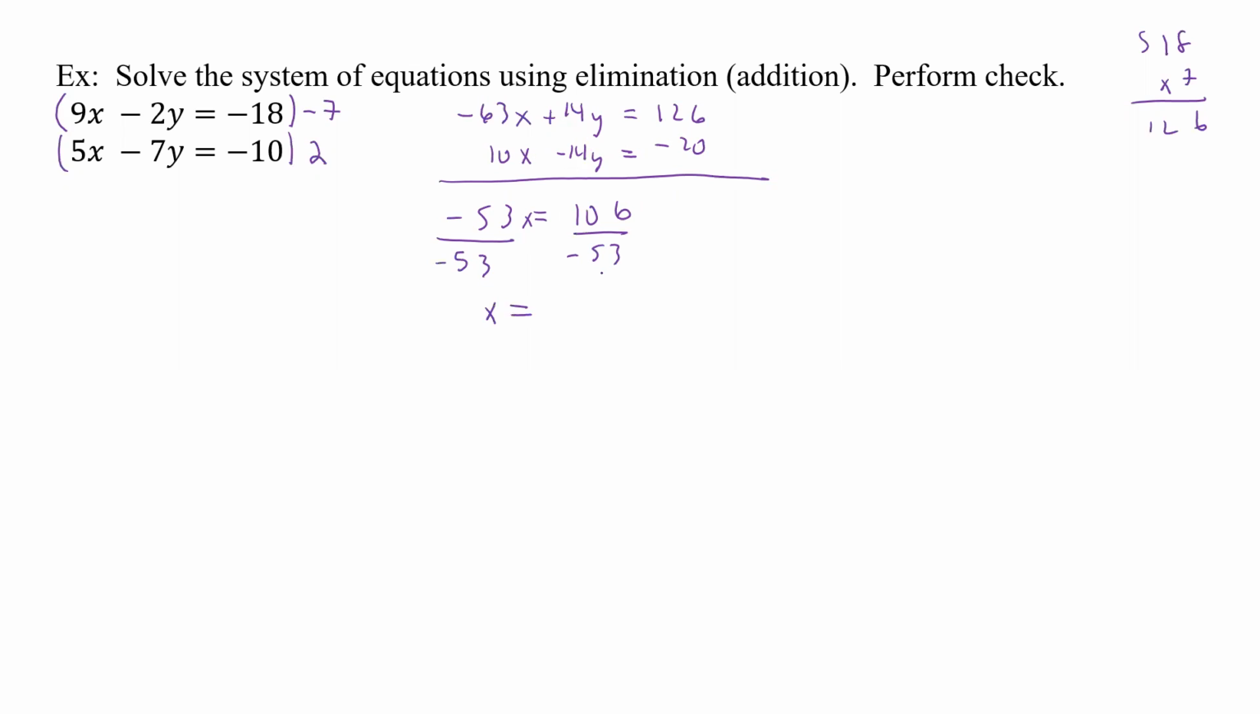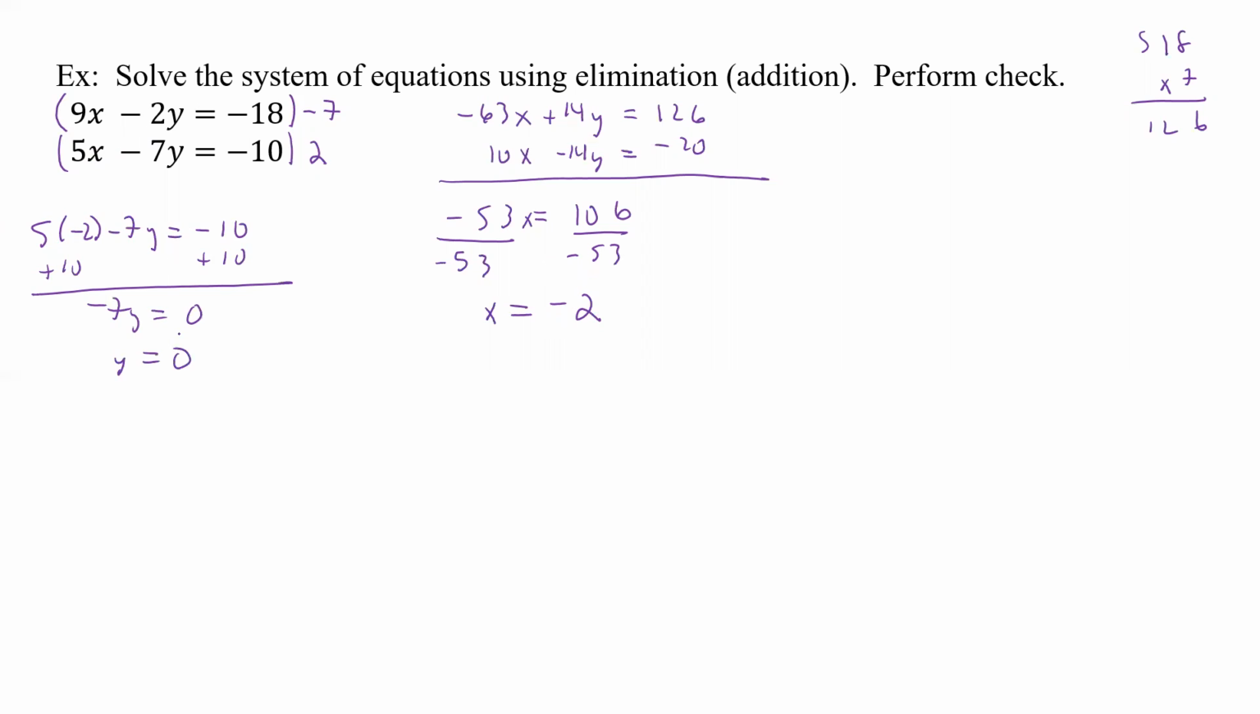And so x is equal to, well, if we take that times 2, we get 106, so it's going to be a negative 2. Okay. Now, plugging that back into one of the original equations, let's do the second one because it's a smaller number to multiply. So we'll take 5 times negative 2 minus 7y equals negative 10. So here, 5 times negative 2 is negative 10, so we have to add 10 to both sides. Negative 7y equals 0, y equals 0.